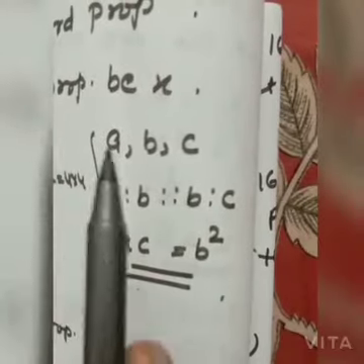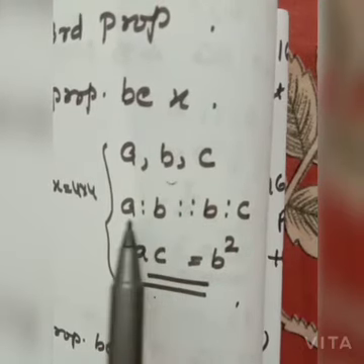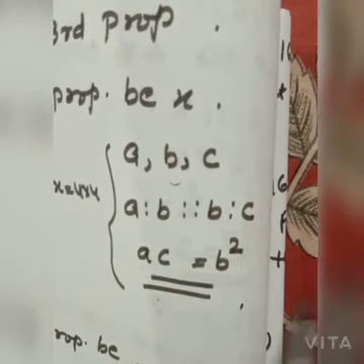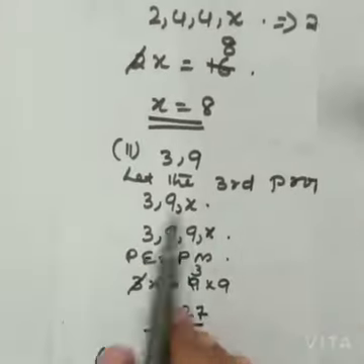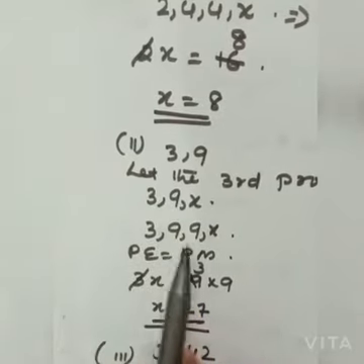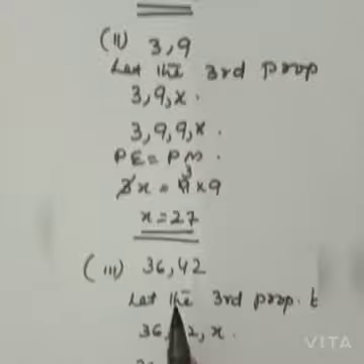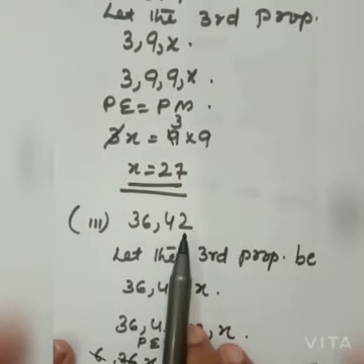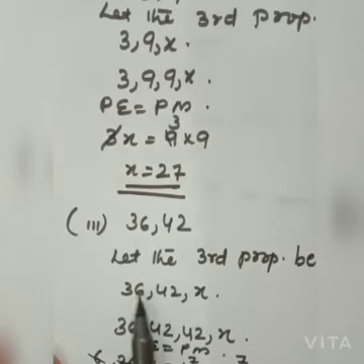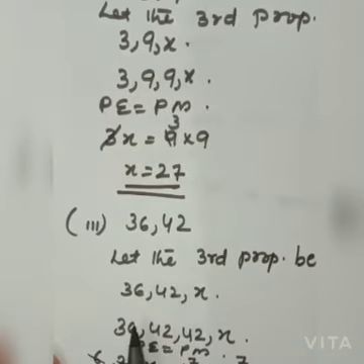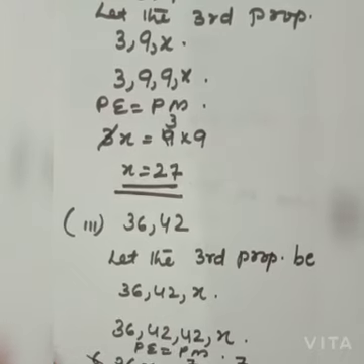I told you a, b, c, 3 numbers are there. Then middle number will come 2 times. ac equal to b square. Here also 2 numbers are there. Let the third proportion be x. Middle number will come 2 times. Product of extremes equal to product of means, you will get x equal to 27. 36 and 42. Third proportion be x. Middle number will come 2 times. Product of extremes equal to product of means, you will get x equal to 49.